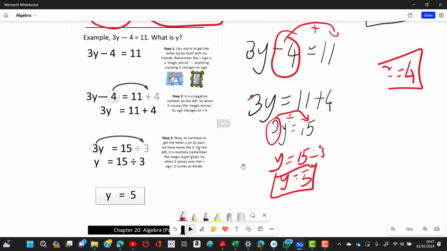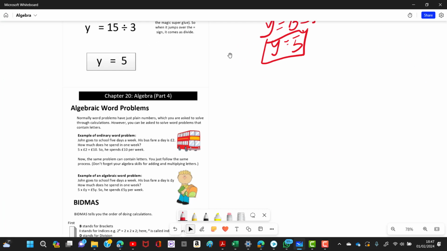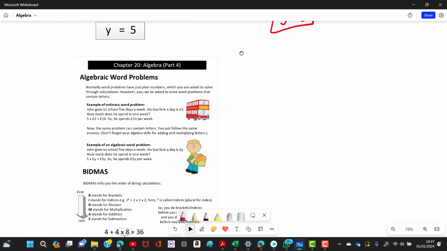We've already talked about adding and subtracting, multiplying and substitution in the first video, so you need those skills. In the second video we talked about equations, and now we're talking about algebra expressions, or another word is algebra word problems.